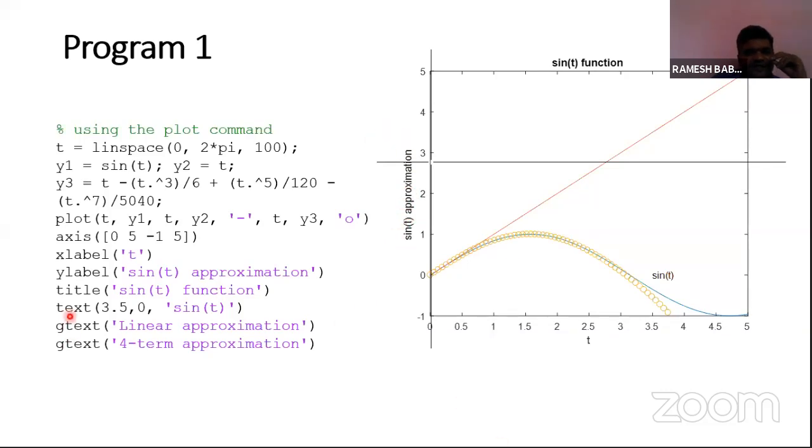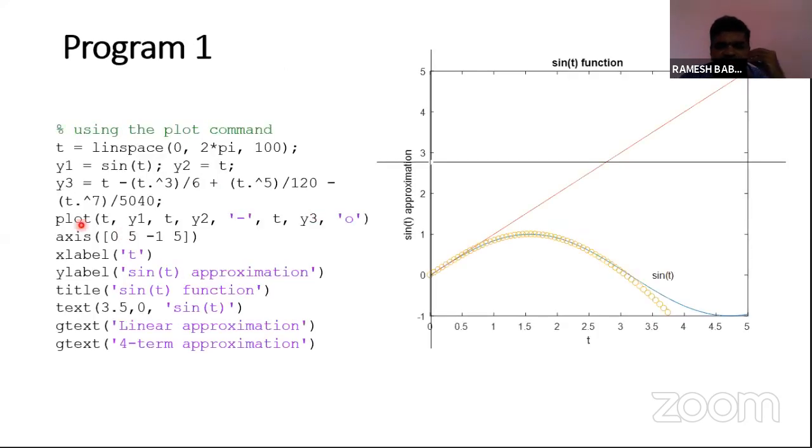So these were for sin t, and for text we have 3.5, 0, sin t. This is about the text, so text whatever I want. Yeah, gtext, it is a linear approximation, and gtext which is equal to 4-term approximation. So these only show how the approximation is going on, but it won't get displayed here.